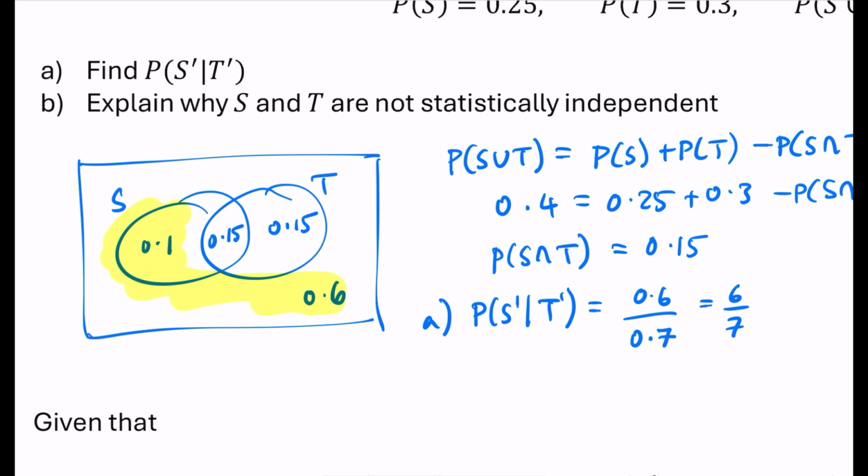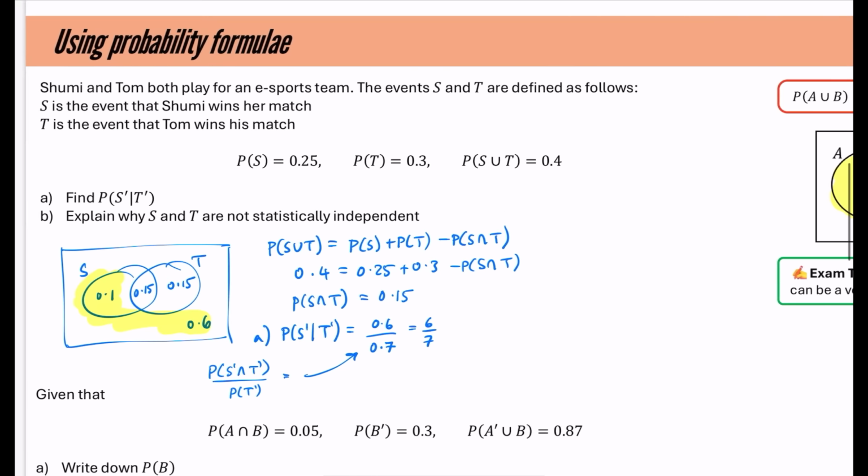Now, if you wanted to do it with the formula, you would do the probability that it is not S and not T over the probability that it is not T, and you come up with exactly the same thing that we've got here. Okay, the probability of not S and not T is this 0.6, and the probability it's not T is those things.